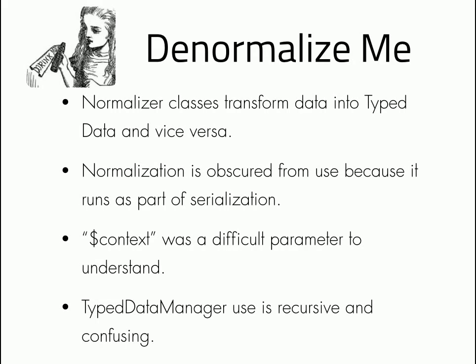One of the things that I found with normalization and the normalizing classes in Symfony is that it has this context parameter, and it's very confusing because I'm not sure what context means. It's kind of obvious to me now, but context is what you make of it. Drupal context has a very specific meaning, whereas in other classes it might be completely different. So it's just this parameter that gets passed around. And again, the type data manager being recursive and confusing was confusing to me.